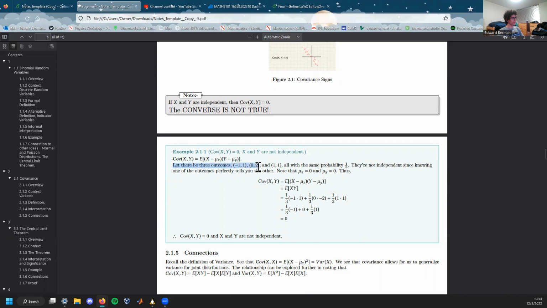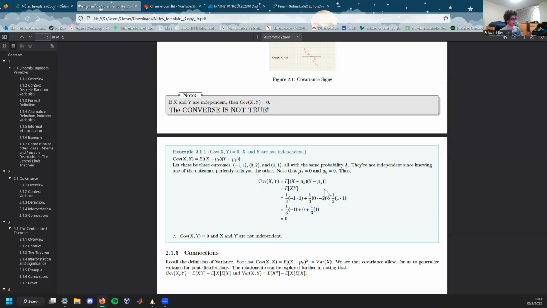Let there be three outcomes: (-1, 1), (0, 2), and (1, 1), all of the same probability, 1/3. There's no independence here, since knowing one value tells you information about the other. For example, if you know that x is equal to 0, then you know that y must be 2. Also note that mu x equals 0 and mu y equals 0.